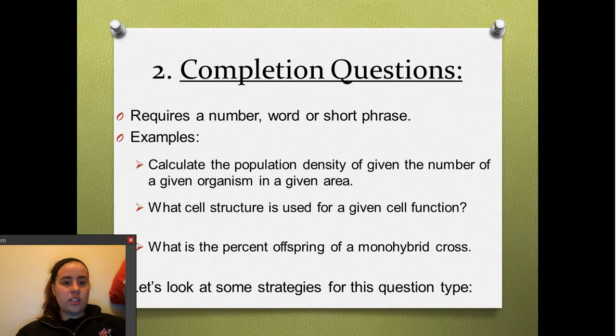Alright, the second type of question is completion questions. This requires a number, a word, or a short phrase. Some examples of this might be calculate the population density of a given number of organisms in an area. It might ask you about a specific cell structure and what its function is. So what part of the cell is responsible for producing ATP? And you would write mitochondria. You might be asked what % of offspring has a certain characteristic using a monohybrid cross. So now we're going to talk about some strategies for answering this type of question.